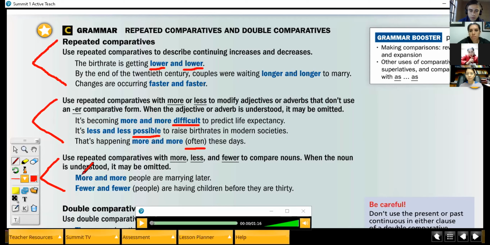Okay, another volunteer to read the next explanation. Me, teacher. Go ahead. Use repeated comparatives with more, less, and fewer. Yes, continue, Jennifer. To compare nouns when the noun is understood, it may be omitted. More and more people are marrying later. Fewer and fewer people are having children before they are 30. All right. Thank you. So in this case, we are using a noun. And over here, we are describing an action. Okay.